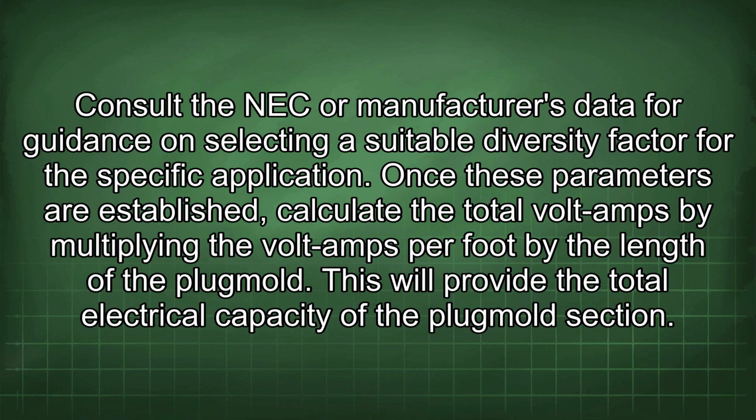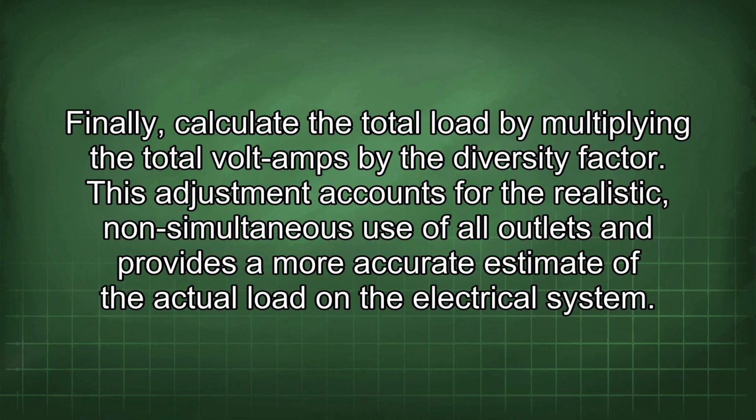Once these parameters are established, calculate the total volt-amps by multiplying the volt-amps per foot by the length of the Plugmold. This will provide the total electrical capacity of the Plugmold section. Finally, calculate the total load by multiplying the total volt-amps by the diversity factor. This adjustment accounts for the realistic, non-simultaneous use of all outlets and provides a more accurate estimate of the actual load on the electrical system.